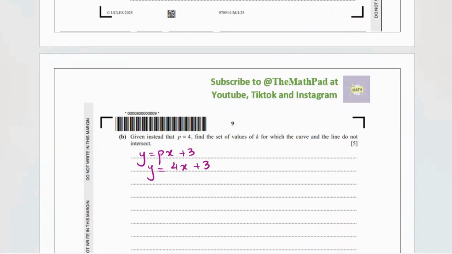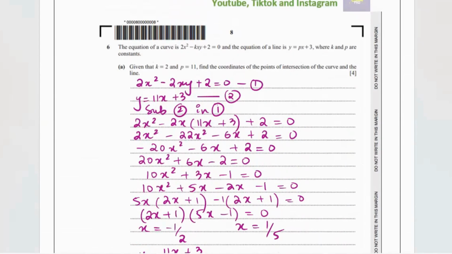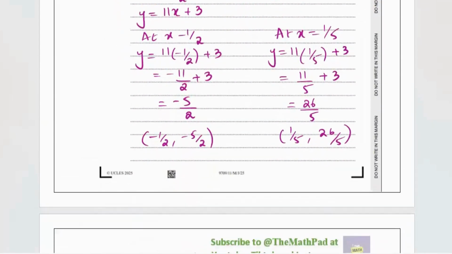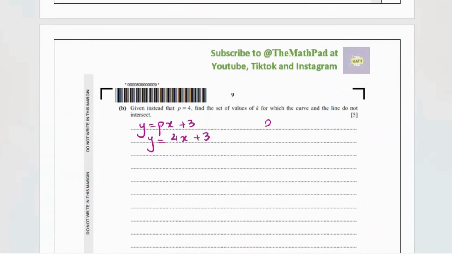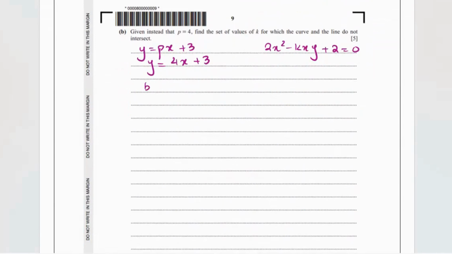And for the quadratic equation, 2x squared minus kxy plus 2. Okay. So they're not intersecting, which means we're going to use b squared minus 4ac less than 0 because there's no intersection. So you substitute y into the equation.